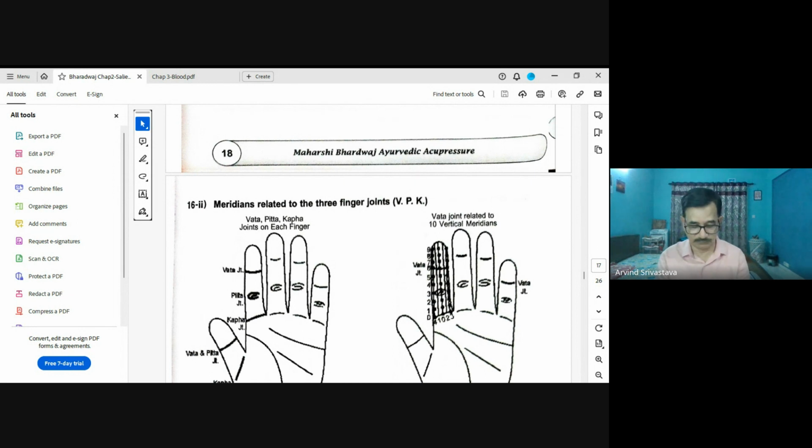And we created a theory, rather, Ayurvedic acupressure created the theory that in our hands there were three joints. Please concentrate on this. There are three joints. One is known as the proximal joint, attached to the body. One is the medial joint, and one is the distal joint. So on this basis, we created that one is Vat, one is Pitta, and one is Kapha. So one joint is related to Kapha, one joint to Pitta, and one to Vat.